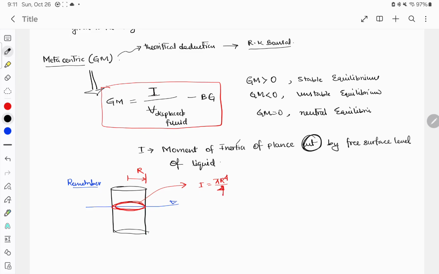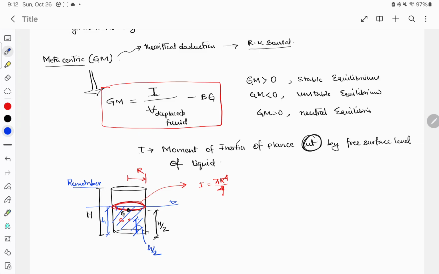Again, if I want to calculate G, it will be somewhere here. If this height is h, then the G height will be h by 2, right? The buoyant center will be somewhere here, since the liquid displaced by the body is this much. If the submerged height of the body is small h, then the buoyant center will be here, and this distance will be small h by 2.